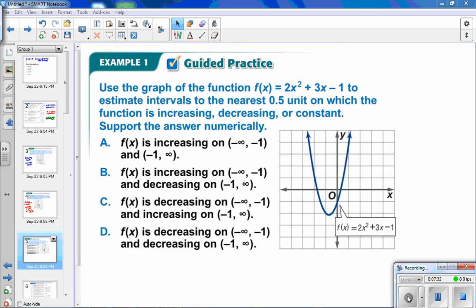Here's a problem for you to try, so go ahead and pause the video, read over it, and see which answer you think is correct, and then restart the video. You should have selected C. First of all, just looking at the wording, you know that it's decreasing. Hopefully, as you move from left to right, you see the function is falling, so it's decreasing, and then it begins to increase. So it seems to be changing at approximately -1. Now, obviously, it's not exactly -1, but to the nearest 0.5 unit, that's what it would be.